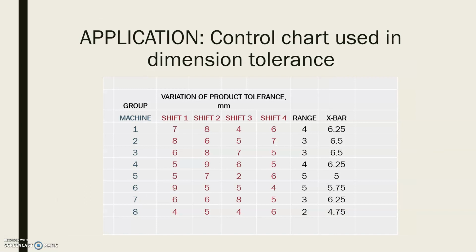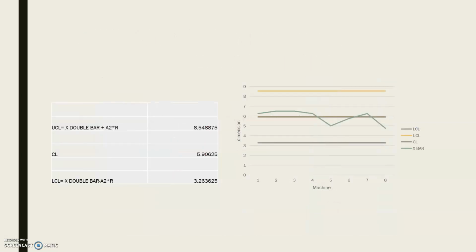Okay, this is the example of the application of control chart used in dimension tolerance. The table is given with 8 subgroup and 4 shift. Then we can get the range and the X bar from the data given.